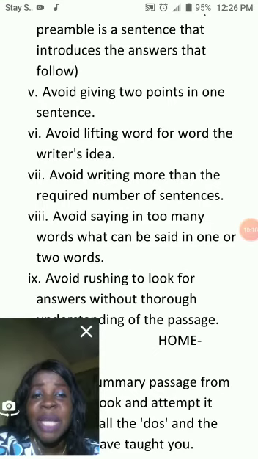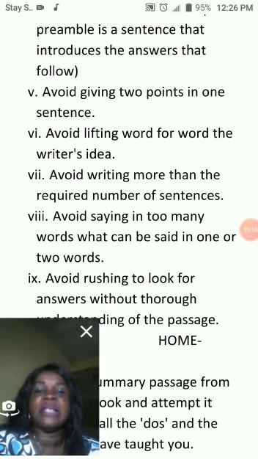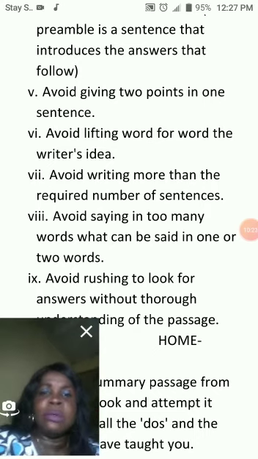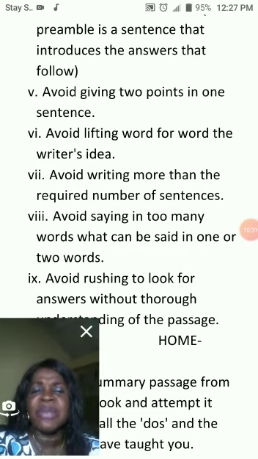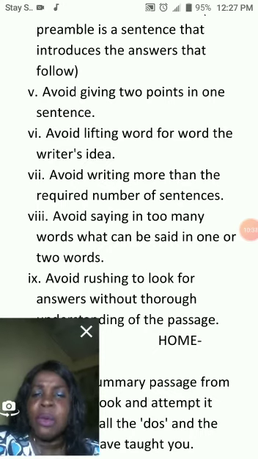We call it verbatim or mindless lifting. Mindless lifting. Those are the two names for it. And it's totally wrong. The moment they notice that you copied verbatim what they have in the passage, they will mark you wrong. You will fail. So use your own English. Pick the keyword, paraphrase it. Use your own English and explain what you have understood from that particular area of the passage they asked you.